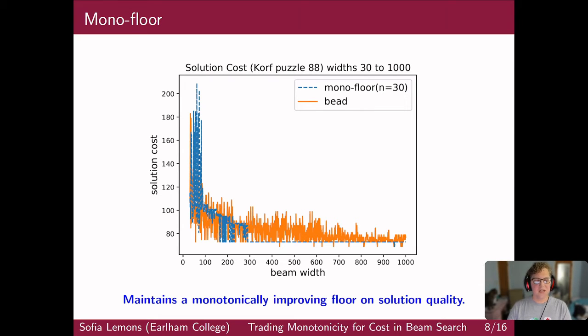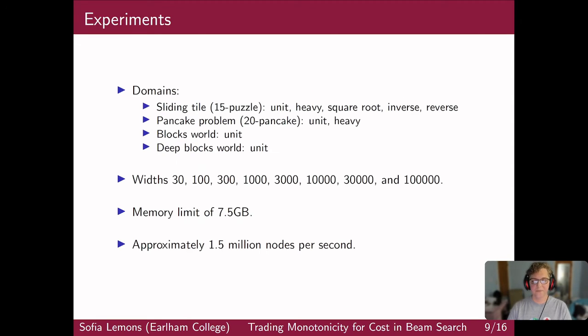Here we can see that beam search has that performance we saw before, in which it often is finding significantly worse solutions than it found at lower beam widths. Monofloor, on the other hand, has a sort of barrier to any worse solution being provided than the one that was found in the monotonic portion of the beam. It maintains this monotonically improving floor on solution quality.